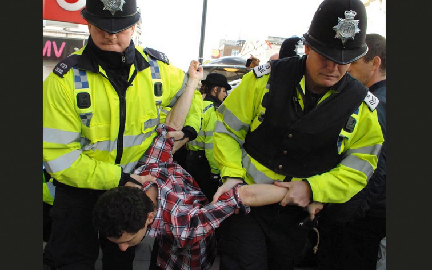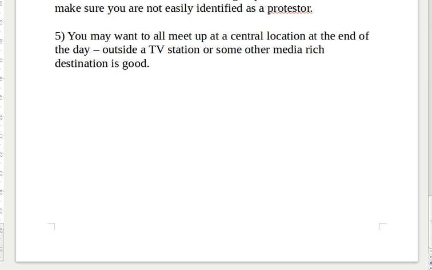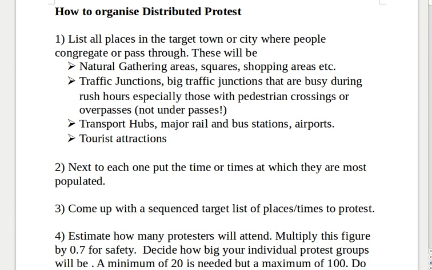Now, obviously, the police tend to take action against protesters who are violent, or who they feel that they cannot control. And the whole purpose of distributed protest is to defuse this, but also to use up the resources of the police as much as possible. So let's have a look at how to organise a distributed protest.